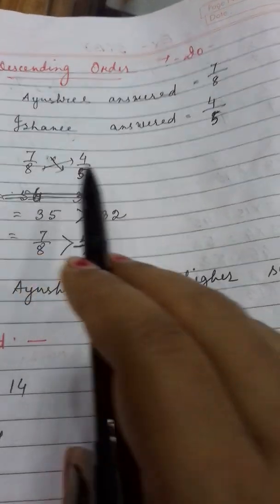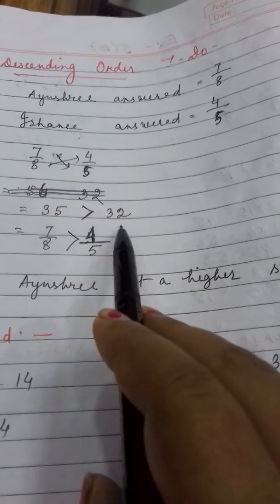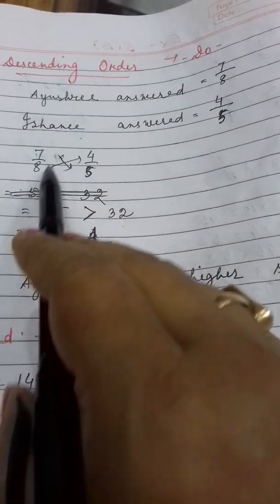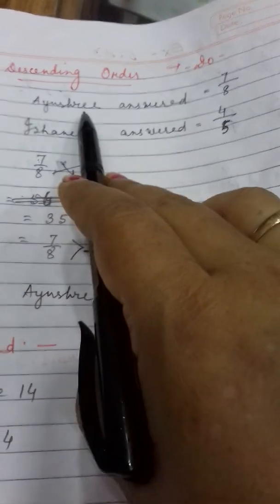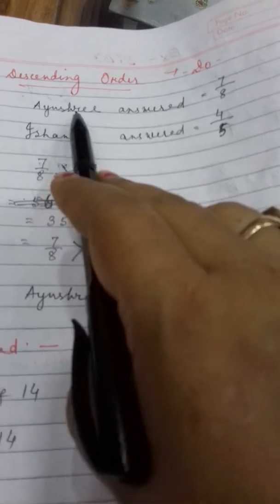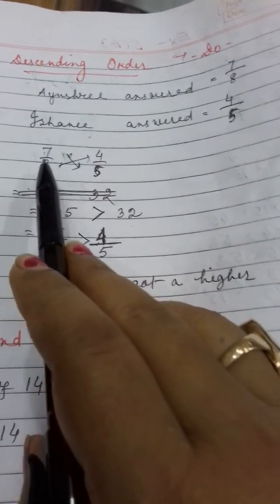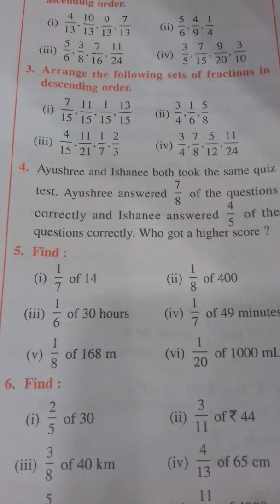That means 7 times 5 is 35, 8 times 4 is 32. So for 35, 7 is the numerator here. That means this fraction is the greater fraction, and 7 by 8 is Ayushri's part. Yes or no? She answered 7 by 8. That means Ayushri got the higher score. Yes or no?